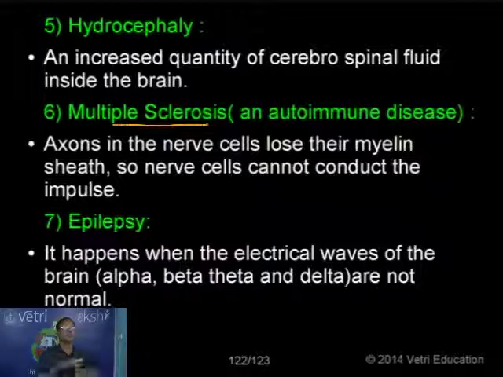The fits, the convulsion of the muscles that occurs, is called epilepsy. It happens when the electrical waves of the brain are not normal. There are four waves, alpha, beta, delta, theta, and these four waves should be normal for the normal functioning of the brain. If these waves are abnormal, then the persons develop muscular convulsions, and that is called epilepsy.